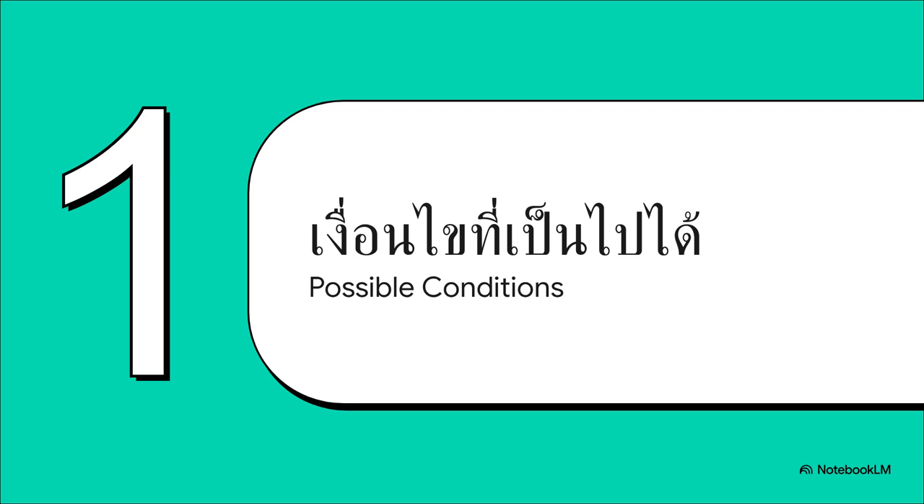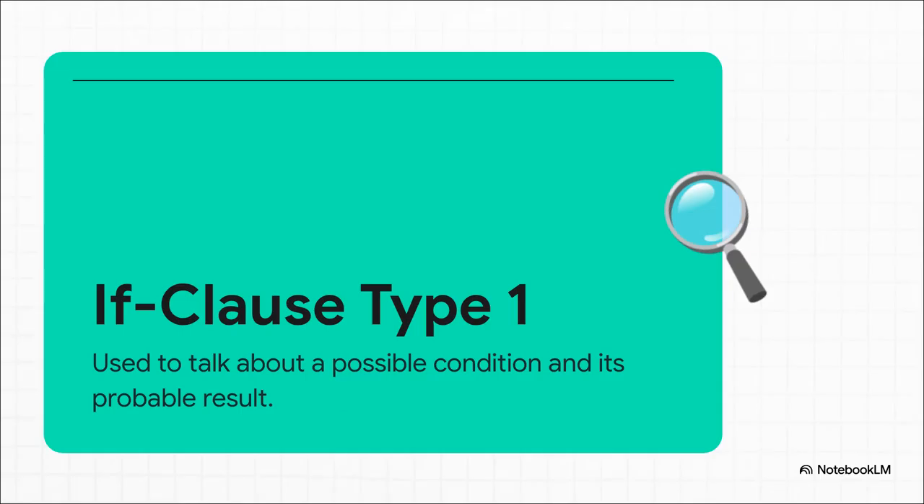We use if clause type 1 to talk about real, actual possibilities, things that could genuinely happen, either right now or sometime in the future. At its heart, it's really just a simple statement of cause and effect. It links a possible condition with its probable result. Just think of it like this. If this happens, then that will probably happen.